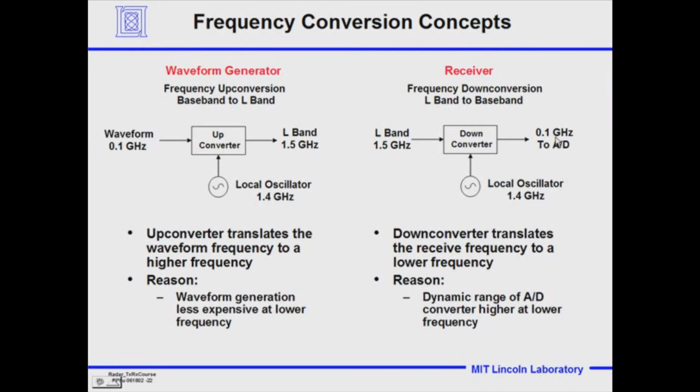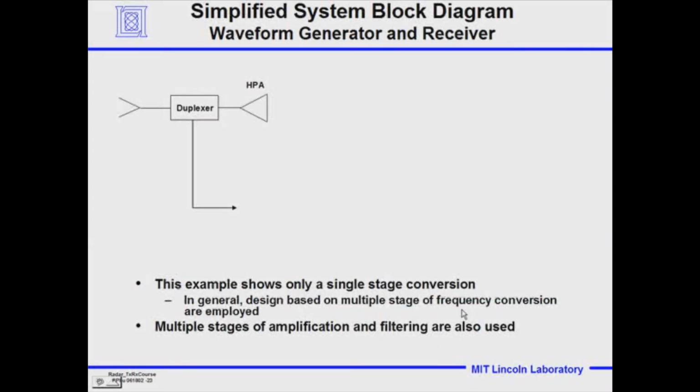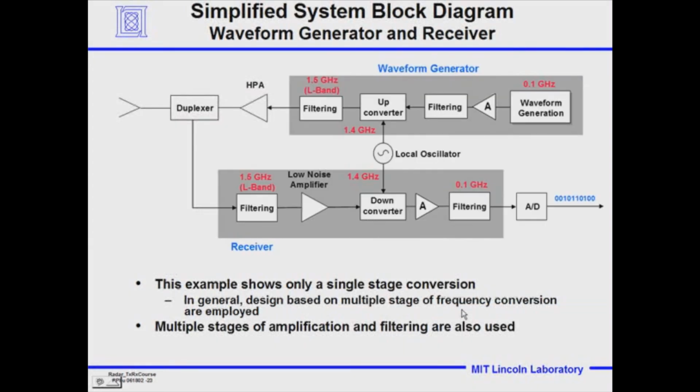Okay? So that's what the up conversion and down conversion are done for. The up conversion is because it's a bit less expensive to make the waveform generator, and the dynamic range issue with the A to D says, oh boy, you really want to do it at as low a frequency as possible. So that's why we do it. Let's look at this all together in a full-blown system.